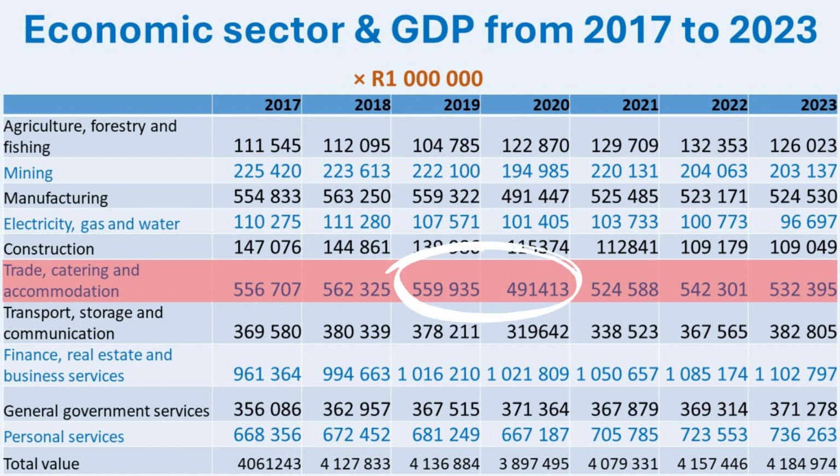Yes, the lockdowns that came as a result of the coronavirus pandemic caused this drop in GDP contribution from the trade, catering and accommodation sector. Most businesses in this sector were shut down and could not operate because of the lockdowns.